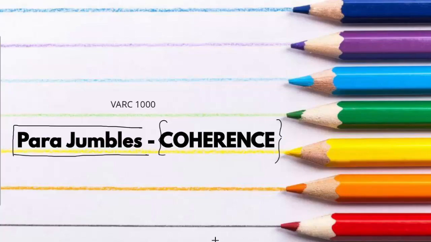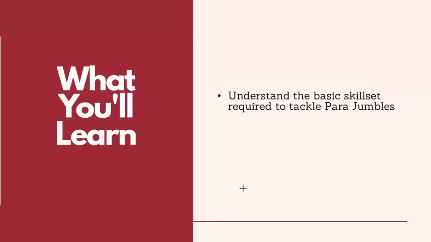What does that even mean? So this is what we're going to learn, ladies and gentlemen. We will understand the basic skill set required to tackle paragraph jumble. I'm talking about basic skill set. I'm sure that there are a lot of things that can help. People can give strategy number 1, strategy 2, strategy 3, 4, 5, 6, 7, 8, 9, 10. But what I want to first discuss is those fundamental things that we need to get in place. So once we have that, everything else is built around that. We need to understand the basic skill set.